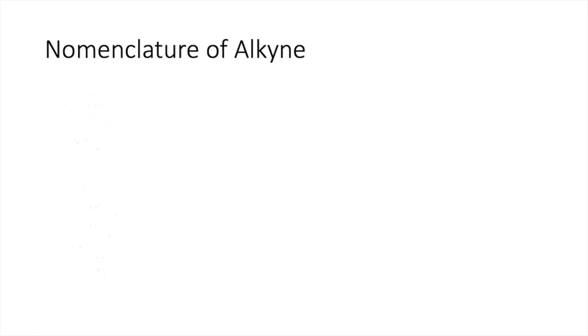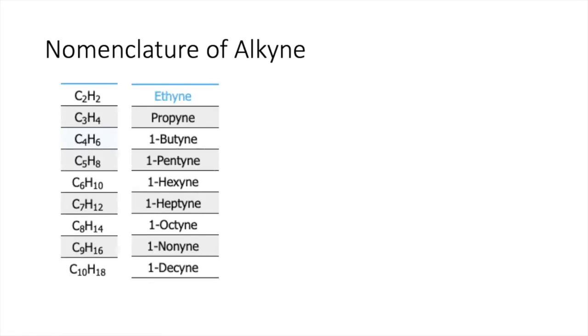Nomenclature of alkyne. If the alkyne has only 2 carbons, it is called ethyne. If it has 3 carbons, it is called propyne. When it has 4 carbons, it is called butyne. When it has 5 carbons, pentyne. 6 carbons, hexyne. 7 carbons, heptyne. 8 carbons, octyne. 9 carbons, nonyne. 10 carbons, decyne.